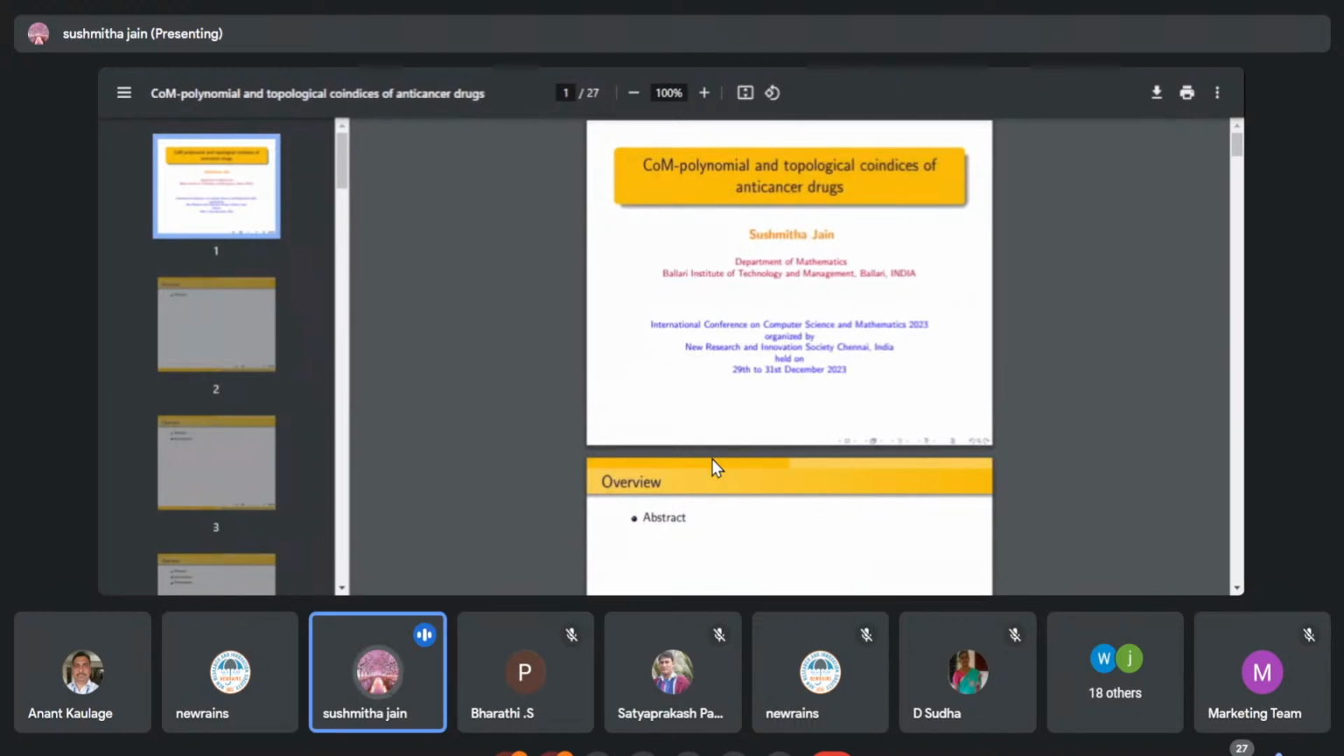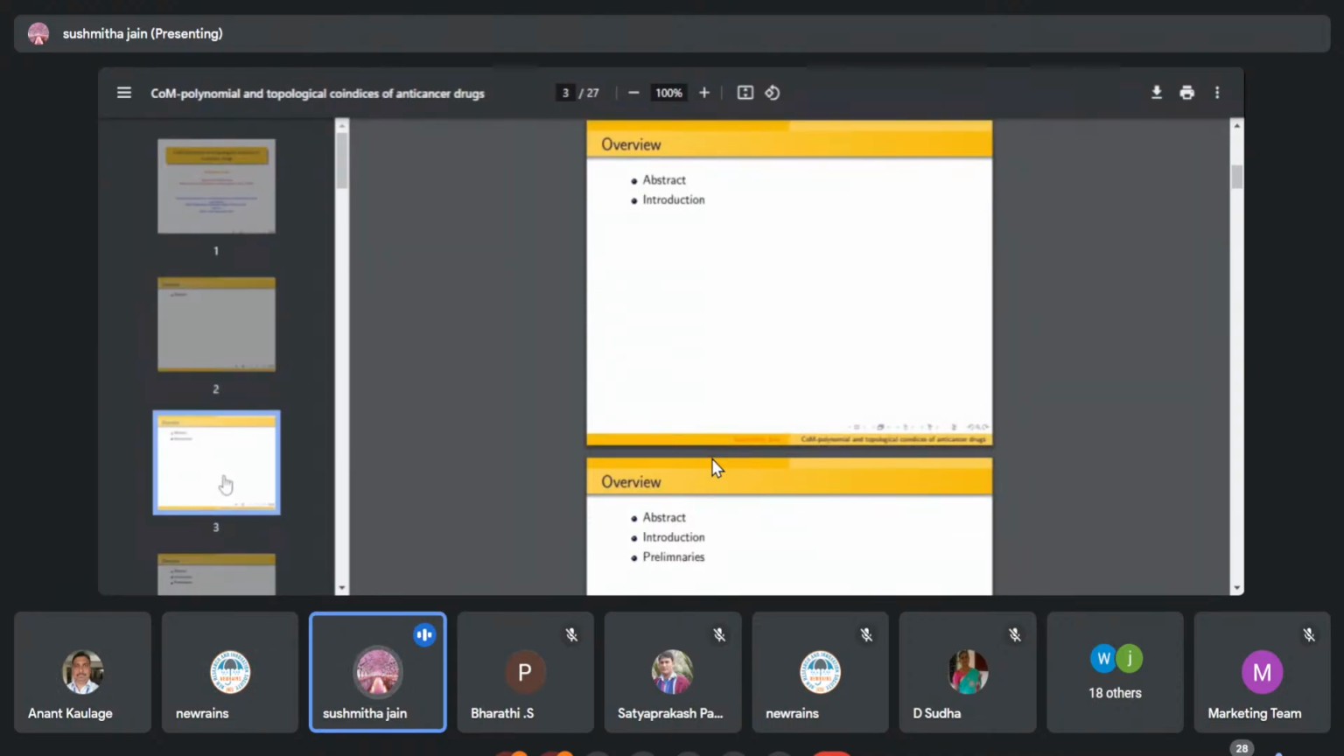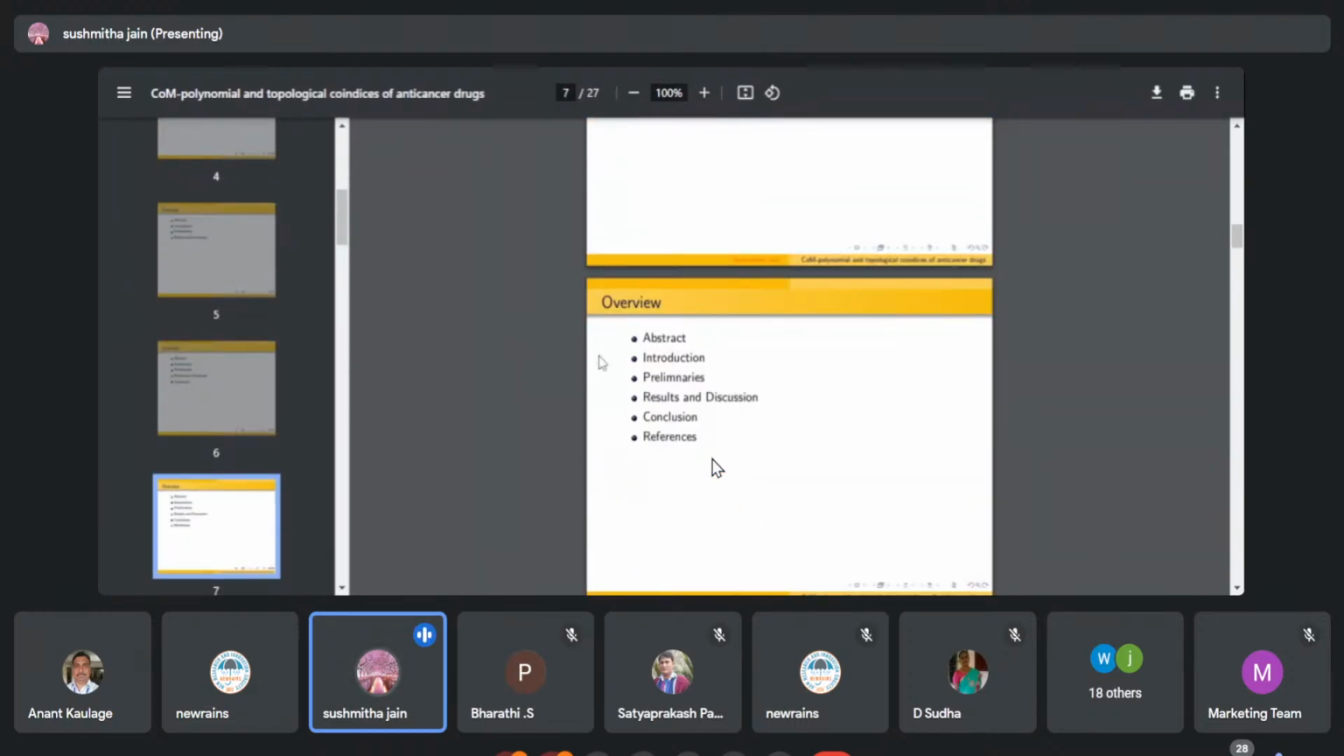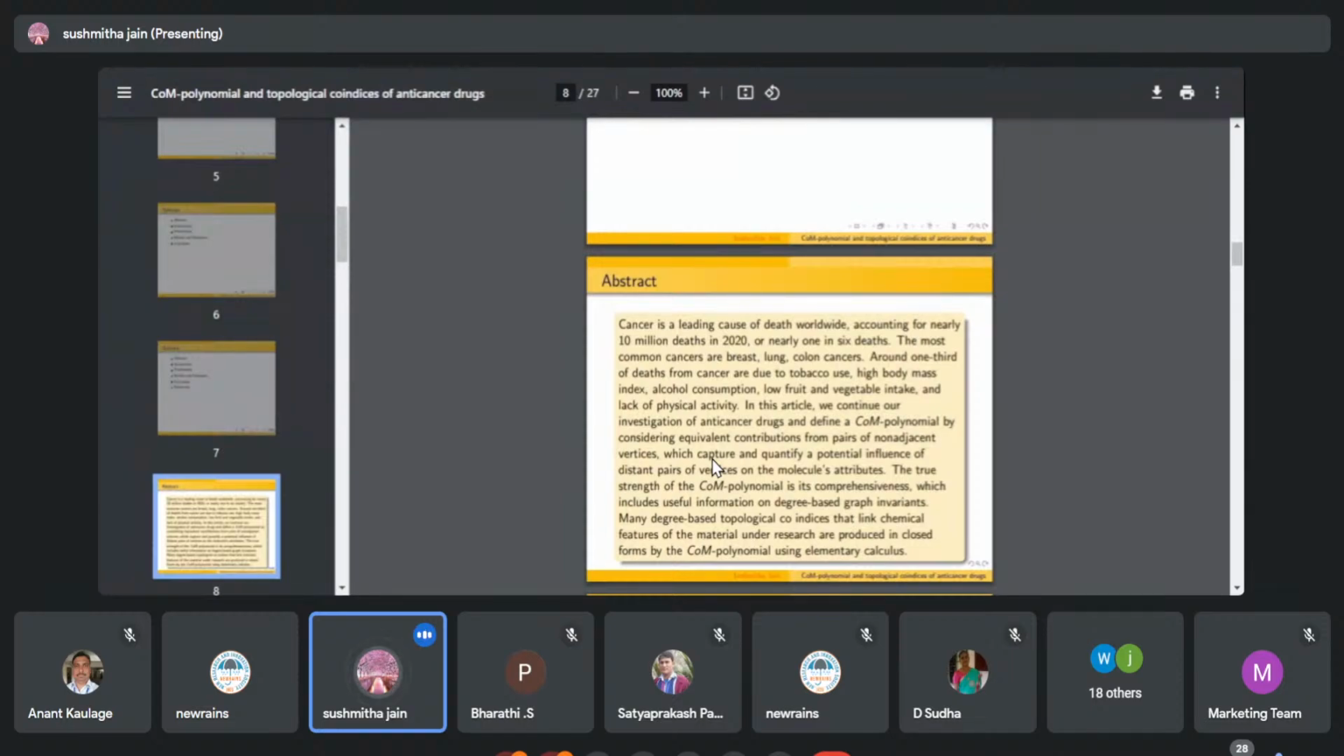Good afternoon, sir. Myself Sushmita, Assistant Professor, Department of Mathematics, Ballari Institute of Technology and Management, Ballari, Karnataka, India. Today my topic is coem polynomial and topological indices of anti-cancer drugs. My presentation consists of abstract, introduction, preliminaries, results and discussions, conclusion and references.